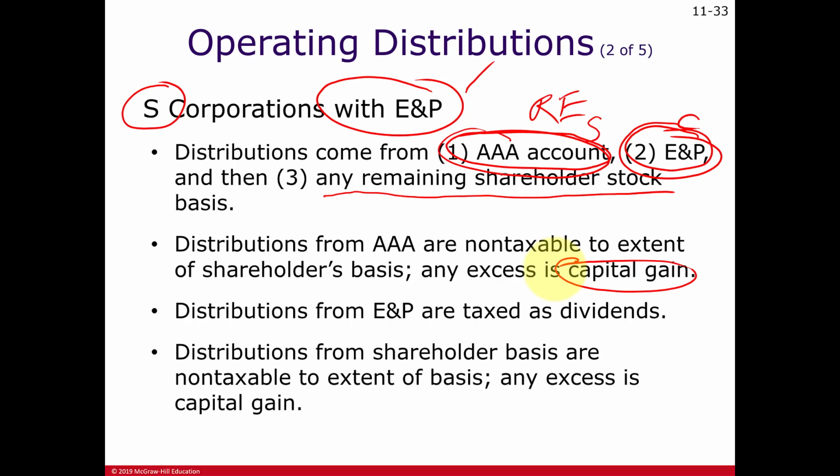Again, the order you use up the distributions is tax-free retained earnings, the AAA portion, and then earnings and profits from when you were a C-type corporation. Again, if you already started off as an S, you're not going to have any of this. And then you start to use the basis in the stock, the paid-in capital amount, the purchase price of the stock.